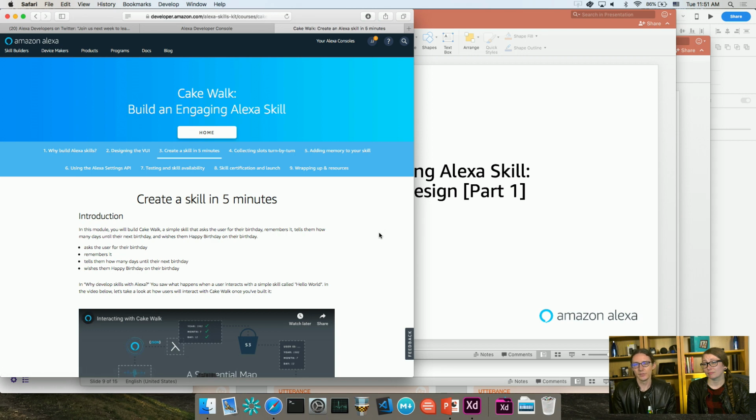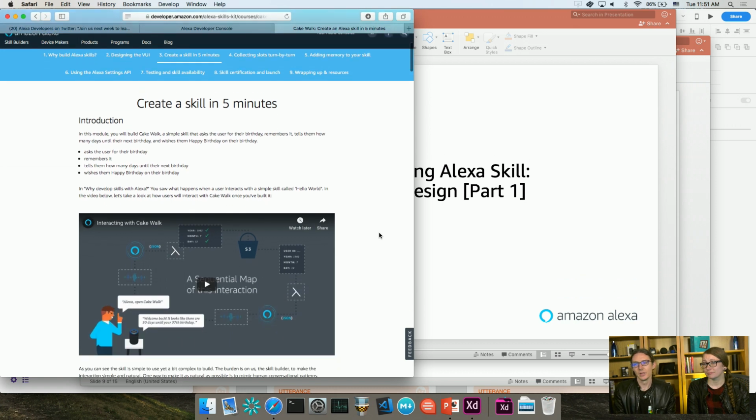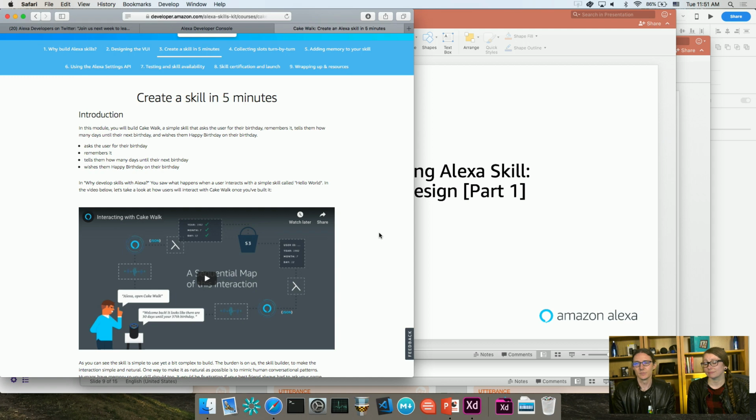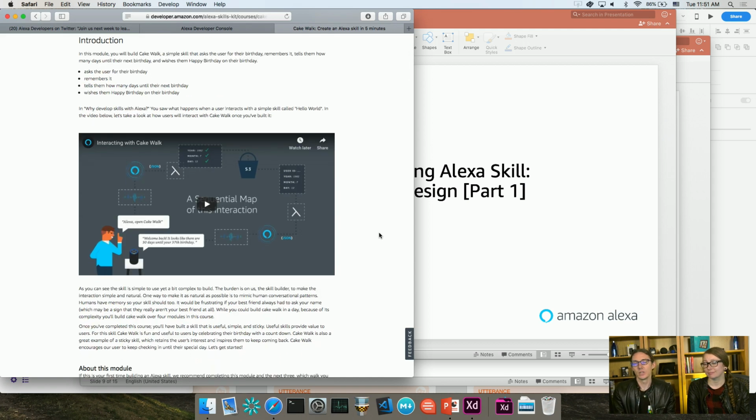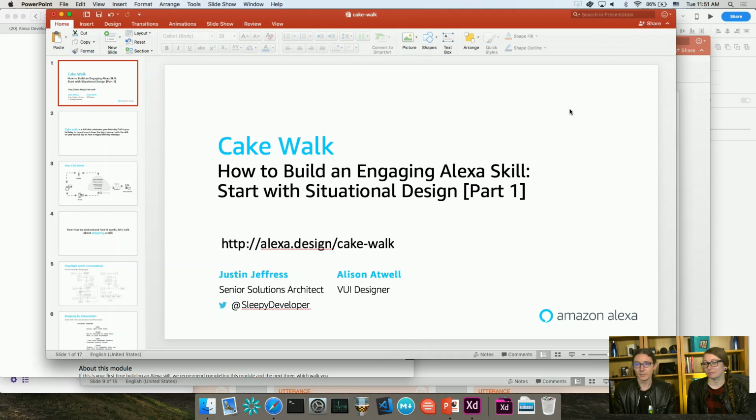Alison and I are going to be really heavily discussing the design for Cakewalk, and then at the end we'll actually build the first interaction with the skill. So it's not going to be the complete thing, but that's what we're going to be doing over the next 4 days. By Friday we'll have Cakewalk working completely. So that's how we're going to do that.